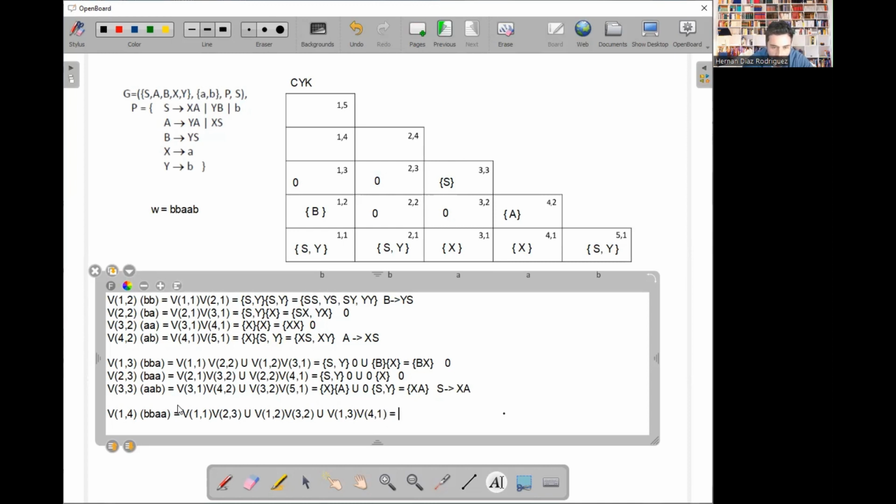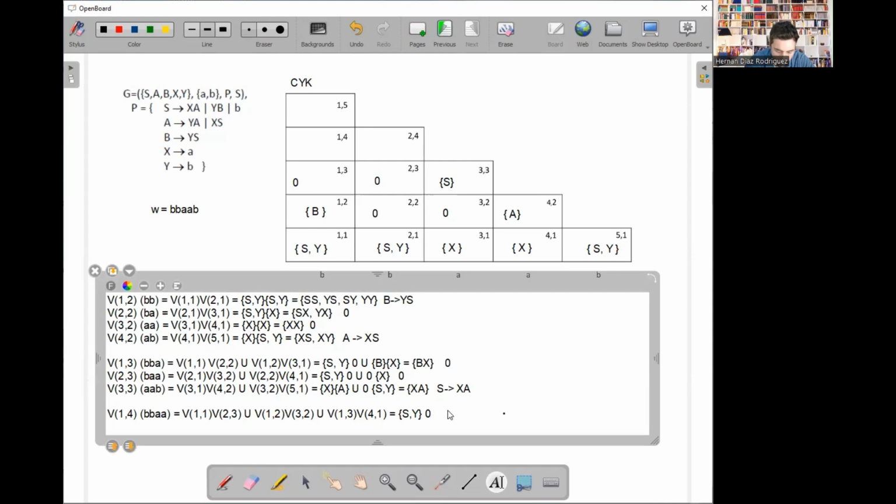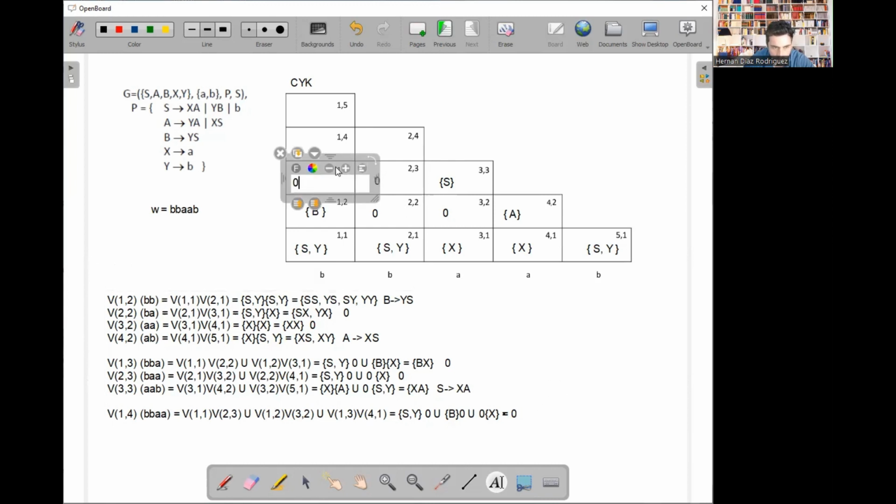So we need to look at all the possible combinations, which are 1, 1 concatenated with what is in the position 2, 3, which is a 0, union the position 2, 1, sorry, 1, 2, which is a B, with the position 3, 2, which is a 0, union what is in the position 1, 3, which is a 0, and what is in the position 4, 1, which is an X. Then, as we have 0 in all the possible combinations, we will fill this cell with 0.